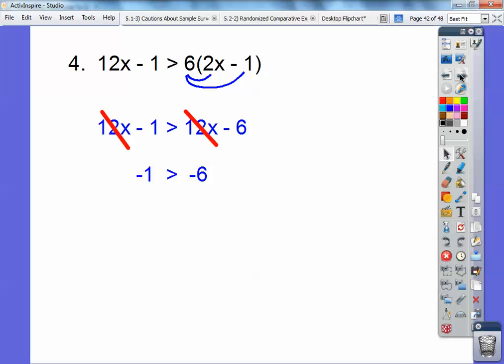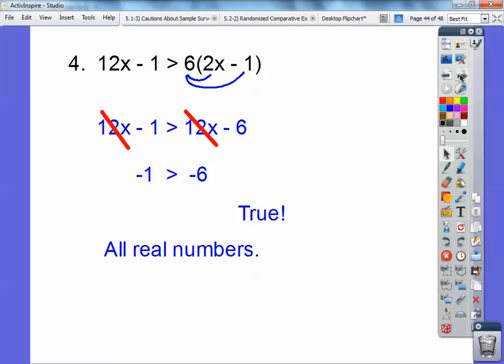Okay, negatives kind of work backwards, you guys, and you can think of negatives like money. Negative 1 is like you owe $1, you're $1 in the hole, and negative 6 is negative $6 in the hole. I think negative 1 is a better situation, a greater situation, hint, hint, hint, than negative 6. I'd rather have only $1 in the hole than $6 in the hole. So that's a true case, you guys. Negative 1 is greater than negative 6. Negatives work backwards, you guys.